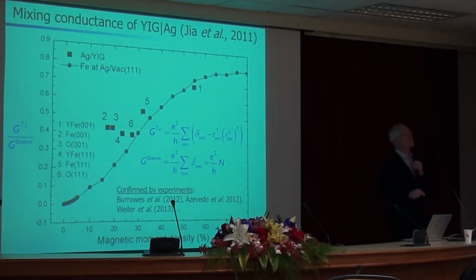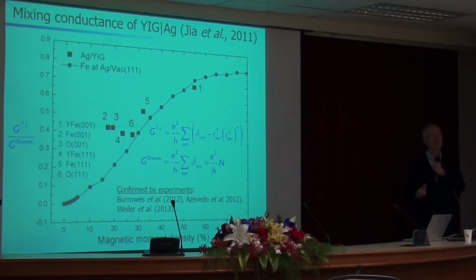Initially, it was not obvious that the spin mixing conductance could be large in interfaces with ferromagnetic insulators. This was first pointed out by Professor Gerrit from Beijing Normal University and collaborators, who calculated the spin mixing conductance for YIG and a normal metal, silver in this case.